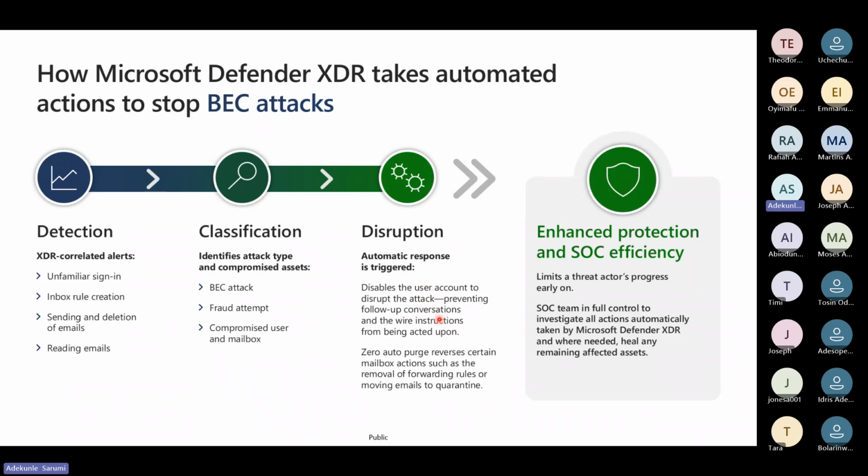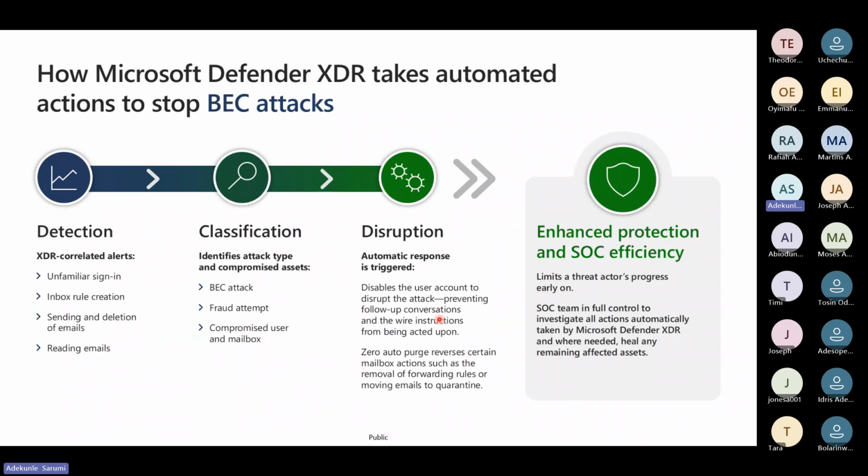So maybe someone is sending an email that's a threat and the system couldn't prevent it, but if it was able to get to the mailbox, it can still purge it out of the system and move it to the deleted folder or to the quarantine folder as defined by the security admin in the admin center. So that's one of the functions of the zero-hour auto purge. It also removes the forwarding rules and, like I said, moves the emails to the quarantine.